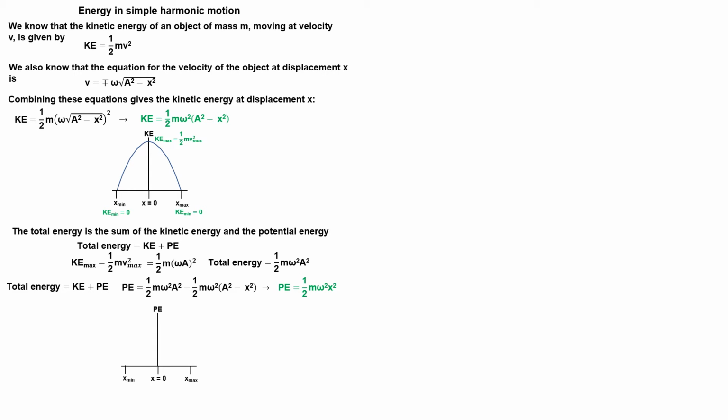The graph below shows the variation of potential energy with the displacement. The graph shows that at the extremes of the motion, the system has potential energy only, and in the equilibrium point, the potential energy is zero.